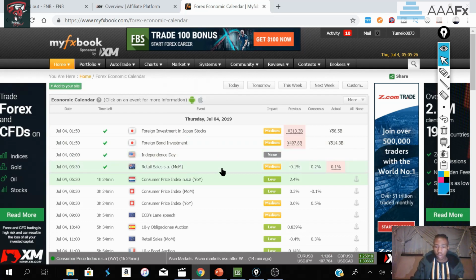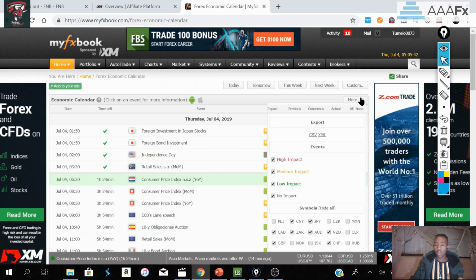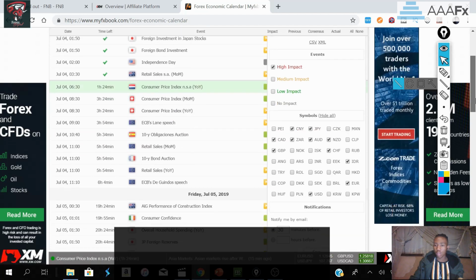As you can see right here, we have different types of impacts. We have the non-impact, the medium impact, and the low impact. To make sure that you clean your news to only have high impact, you come into this more option right here. And when you get this more option, you must remove the medium, the low, and the no impact at all, to only have what is so-called high impact news.